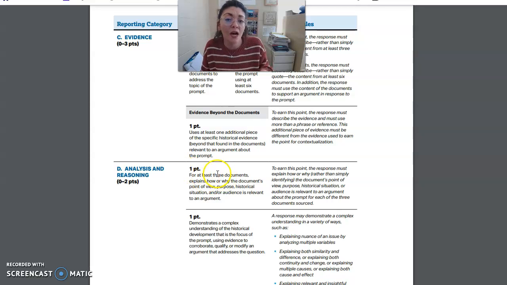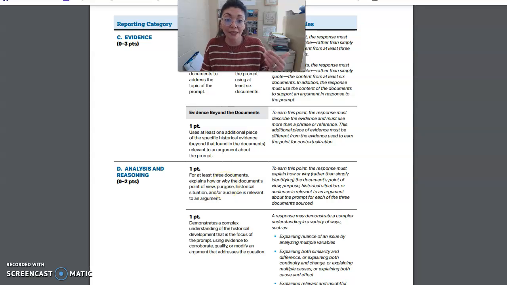So for 3 of the 6 documents that you explain, you need to go further than just explaining. You need to address for 3 of the documents how their point of view, their purpose, the historical situation, or the audience is particularly relevant to this argument that you're crafting, your thesis statement. Just 3 of those 6.